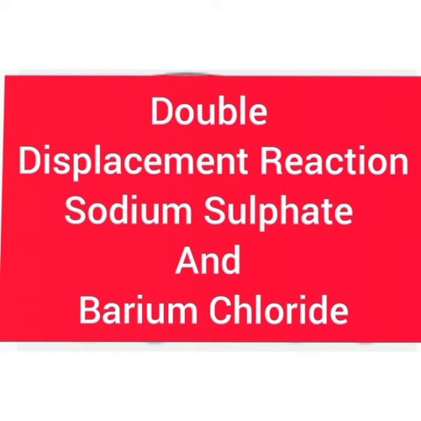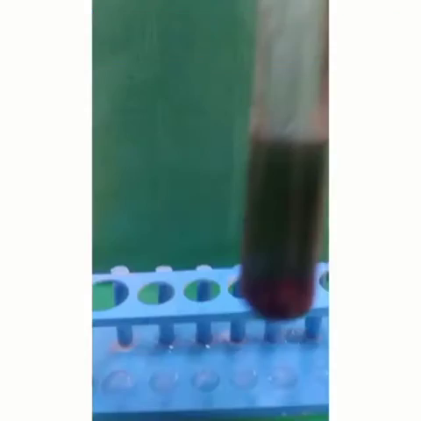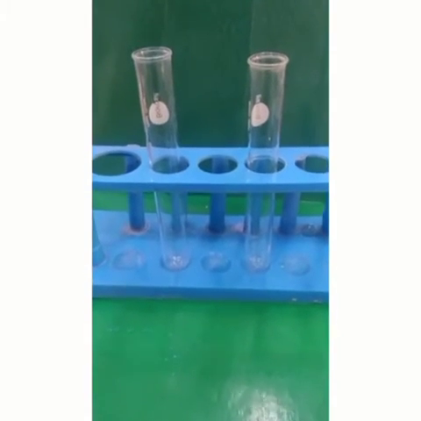Let us discuss another example: sodium sulfate reacting with barium chloride. They will form sodium chloride and barium sulfate. It indicates the exchange of ions, sodium, barium, sulfate and chlorine, and the final products are sodium chloride and barium sulfate. Let us perform this activity for more understanding of the concept of double displacement reaction. Let us start the next reaction.